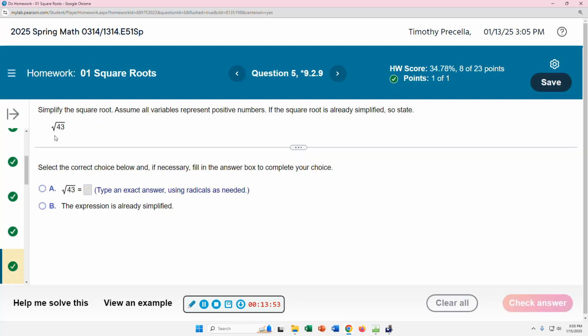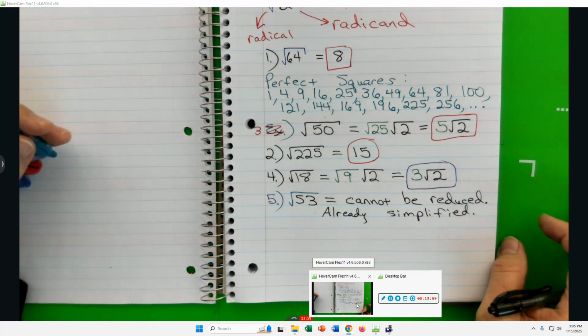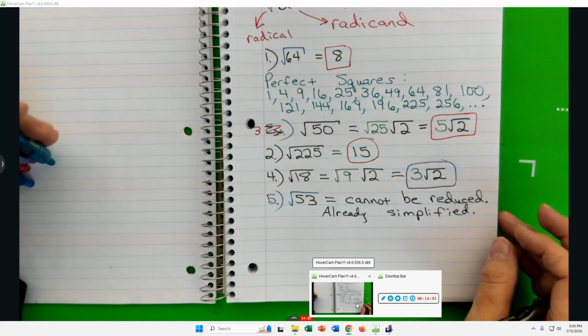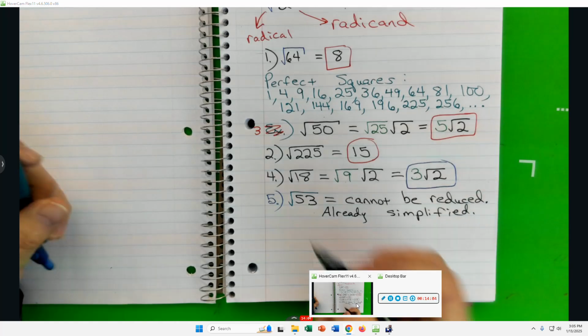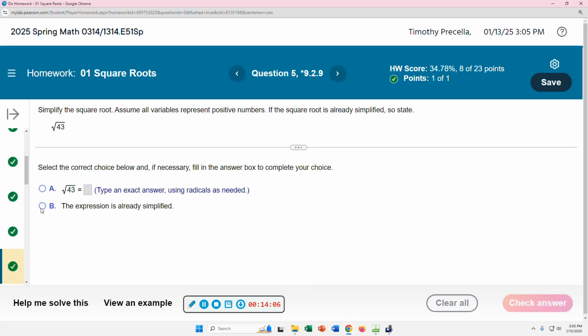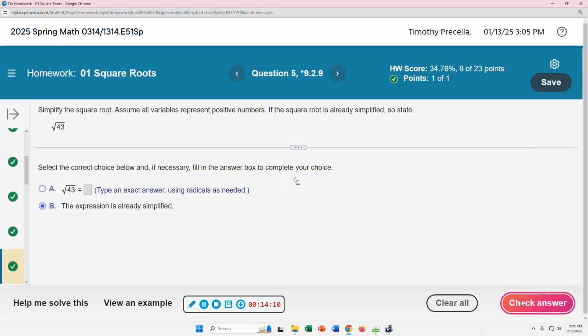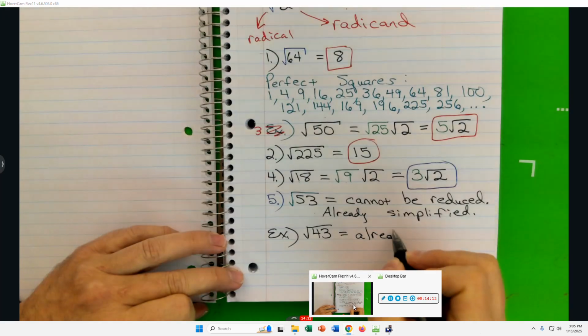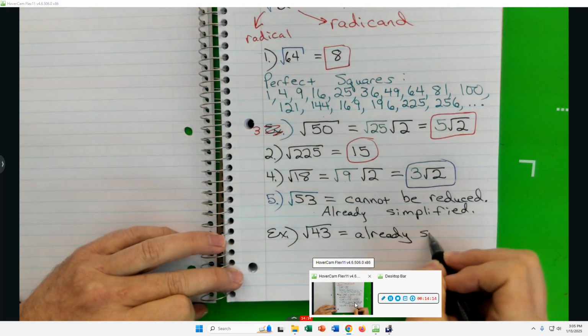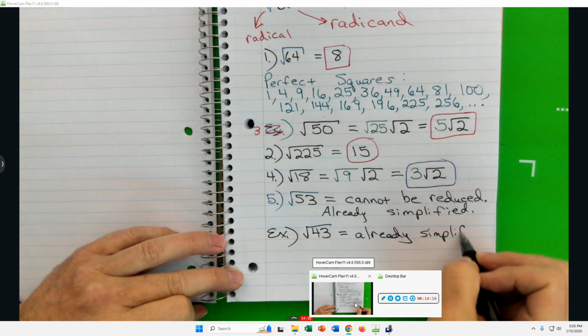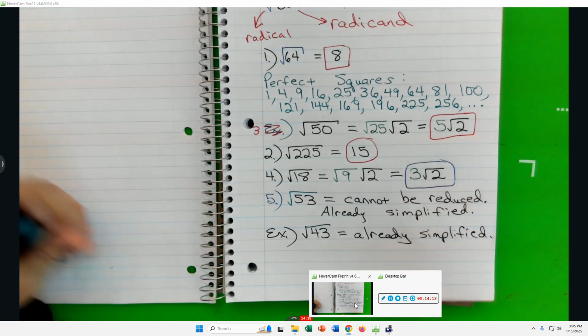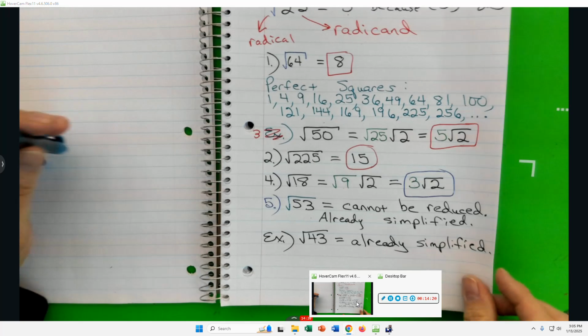So let's do another one like this. Is 43 going to be one of those can't be simplified? Is there any perfect square that divides evenly into 43? 43 is a prime number. The square root of 43 cannot be reduced. It's already simplified. But you can redo it as many times as you want just by clicking similar problem.